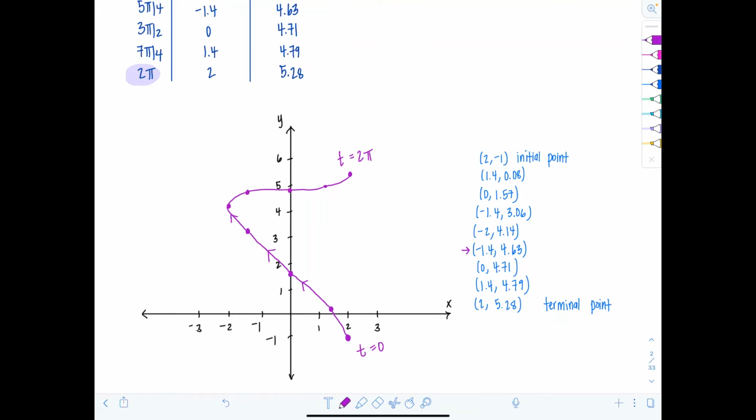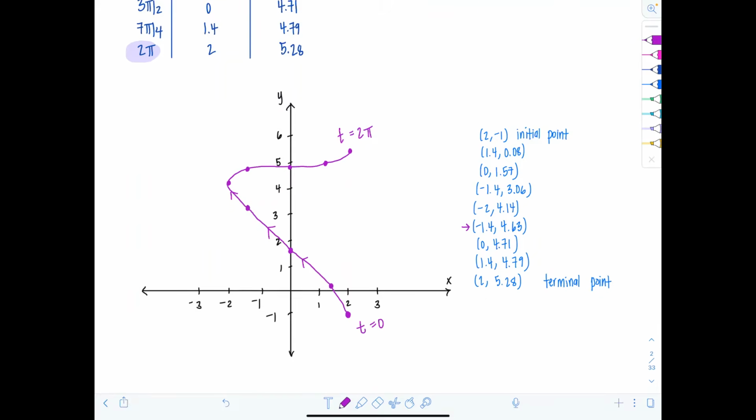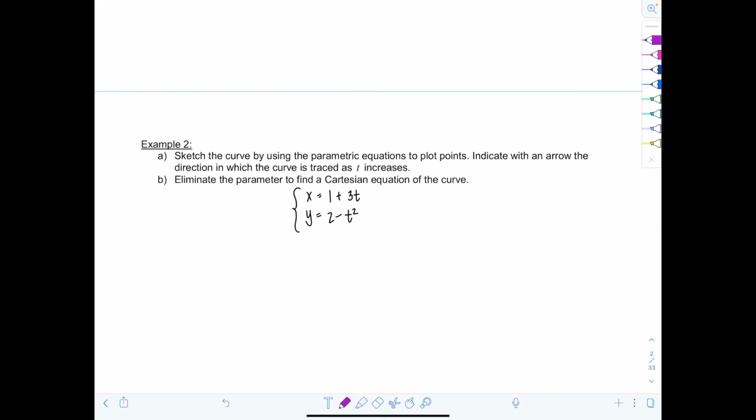All right, make sure when you're given limits on your parameter that you clearly show the initial and terminal points. If there's no limits on the parameter, then make sure you indicate that you have arrows when appropriate. All right, so that's that first example. How was it? Very good. Let's move on and look at something else.